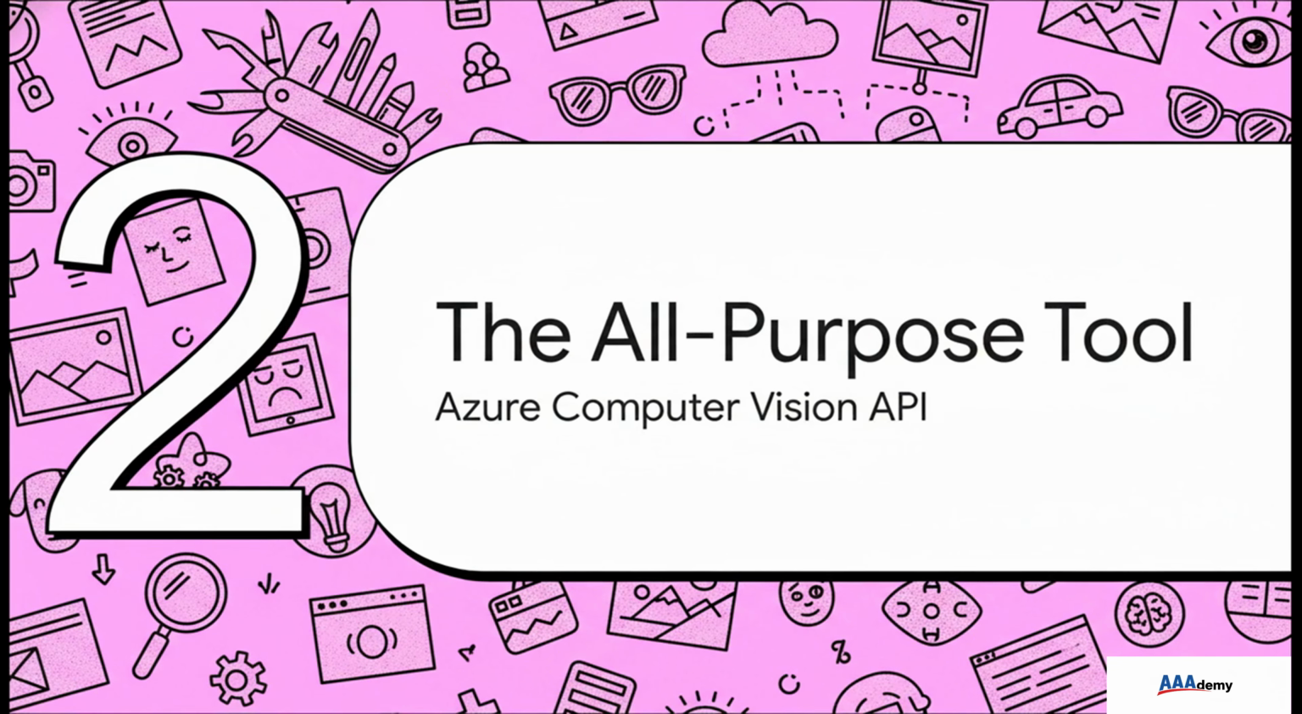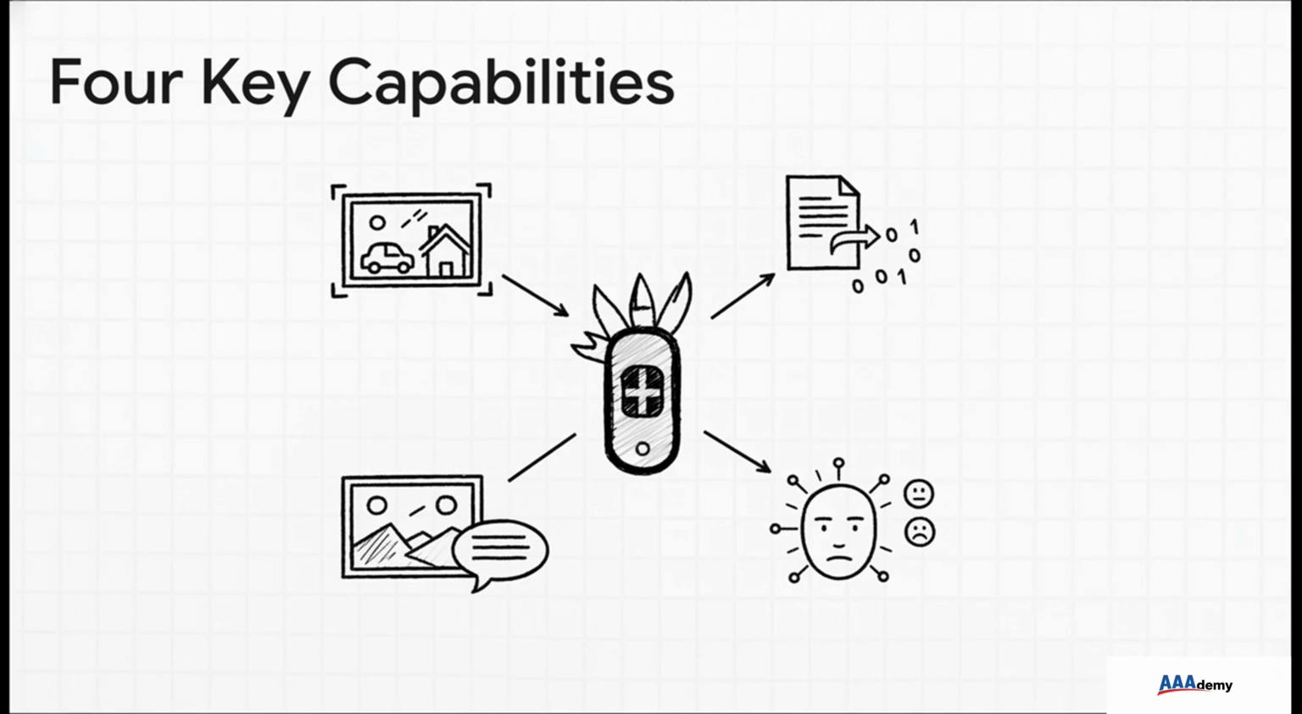First up in our toolbox is what I love to call the Swiss Army knife of Vision AI, the Azure Computer Vision API. This thing is a cloud service that comes packed with these incredibly smart, pre-trained models. That means it's ready to go right out of the box. And get this, one single tool can do 4 incredible things without you having to do any training at all. It can find objects, read text, describe a picture in plain English, and even analyze faces. Let's do a quick tour of each one.